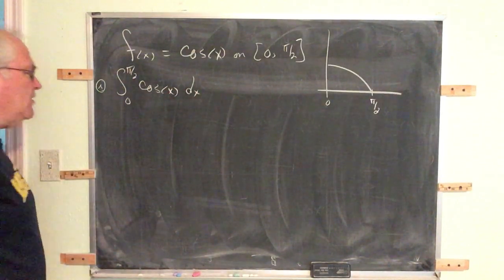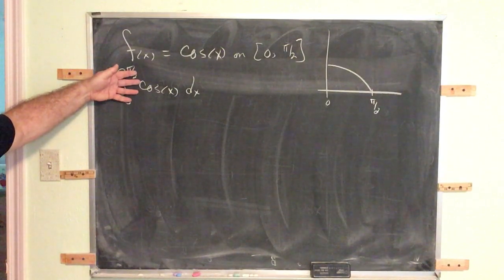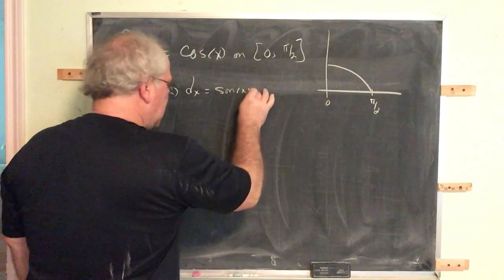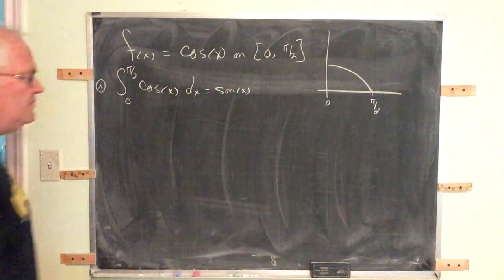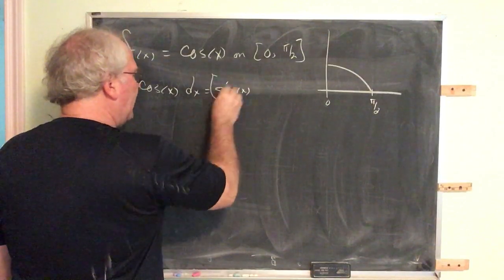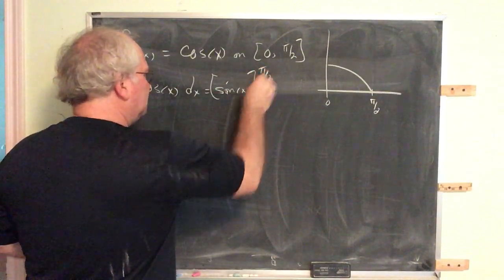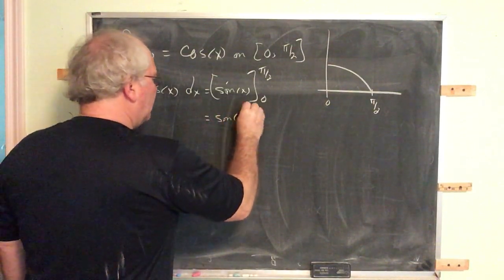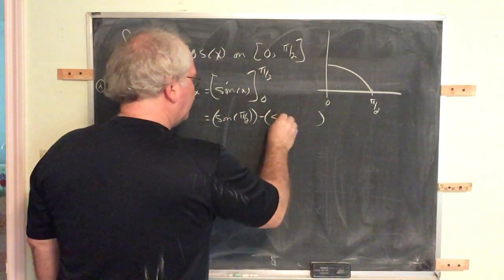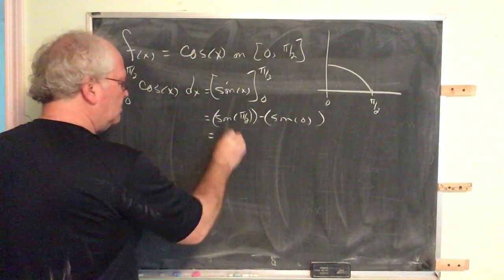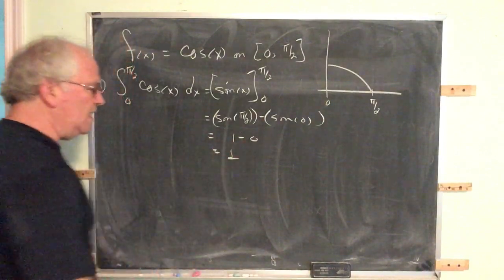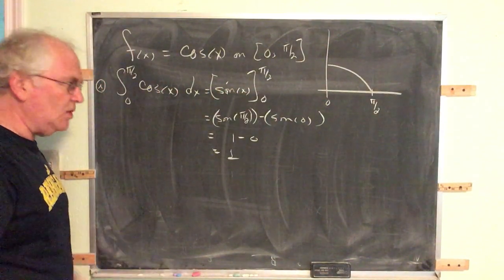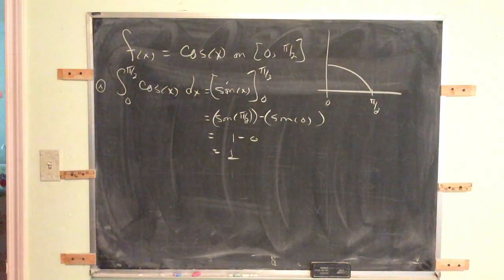Well, this is the fundamental theorem of calculus. We need to find an antiderivative for cosine. And so the antiderivative of cosine is sine plus constant. We're choosing the constant to be 0. So we have sine of x, evaluated from 0 to pi over 2. So this is sine pi over 2 minus sine of 0, which is 1 minus 0, which is 1. So one of the interpretations is that the area of this region is 1 square unit. All right?